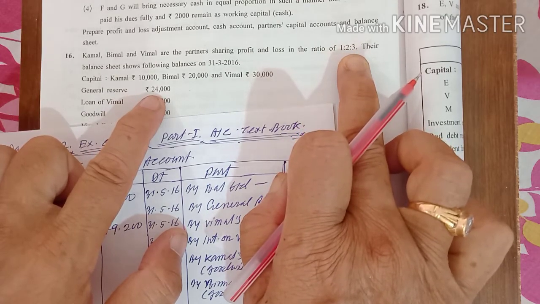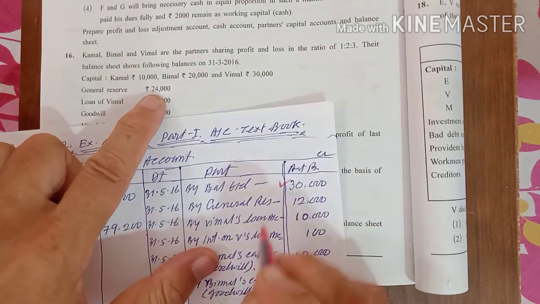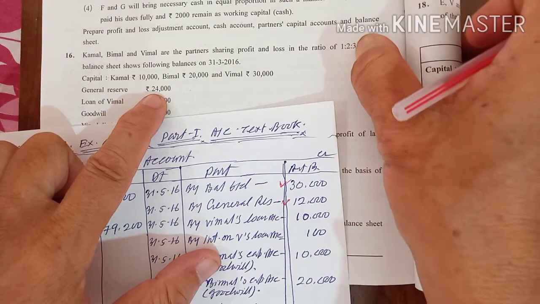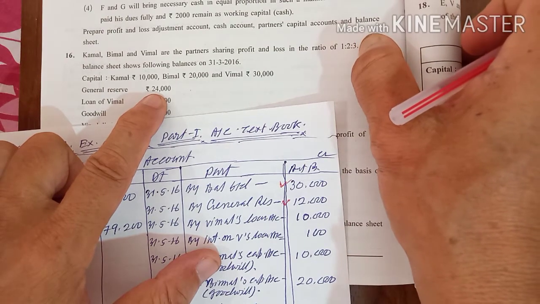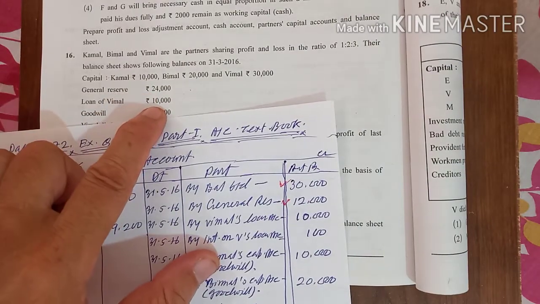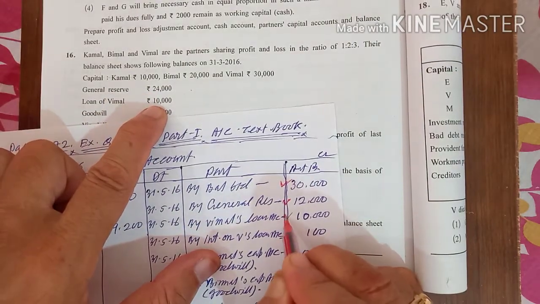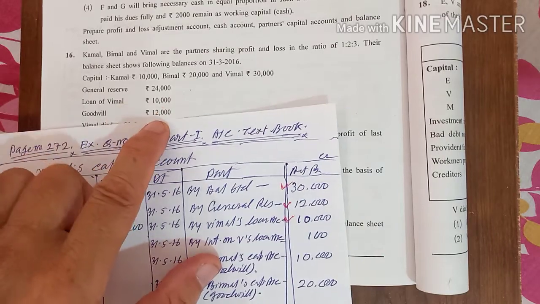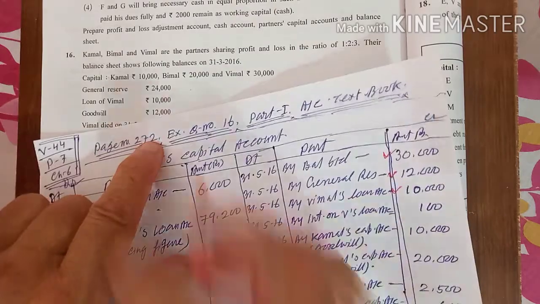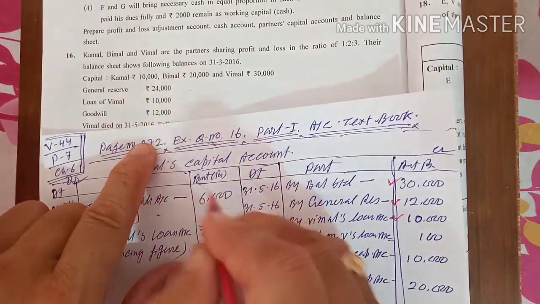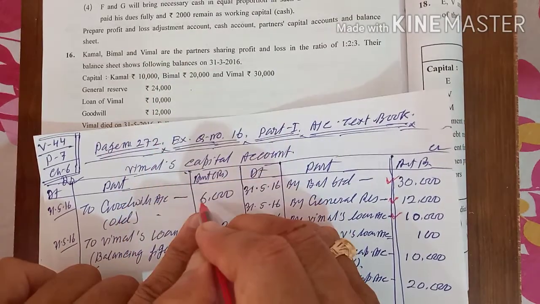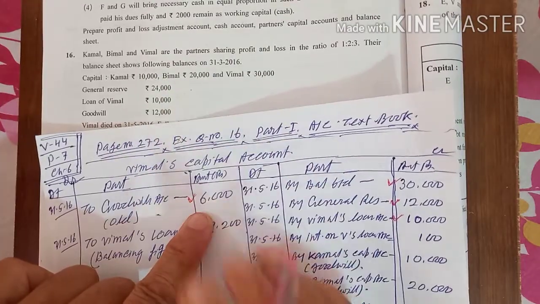So he will get half of GR. GR is 24,000, so half means 12,000. Next, loan. Of course you will get the loan, because he has given the loan, he will get it back. Goodwill: this is the goodwill in your balance sheet, so he will get this, and similarly he will give a certain amount for goodwill on the opposite side. So half of 12,000, that is 6,000.